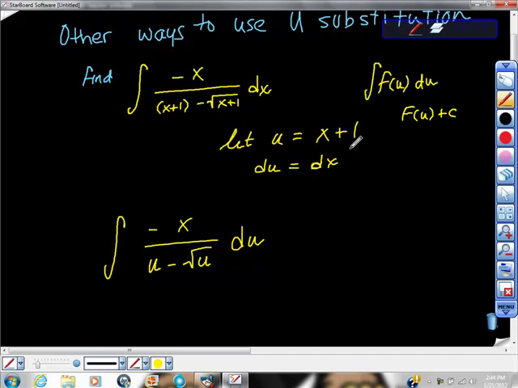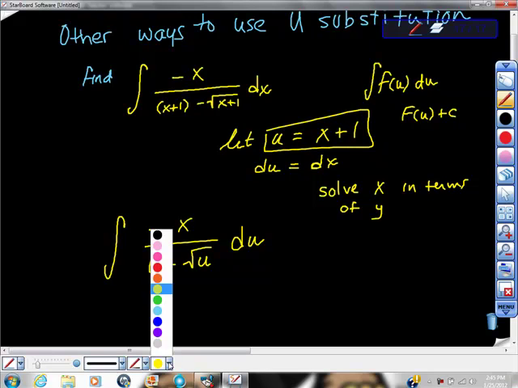So this is all I'm going to do here. I'm going to solve for x in terms of u. I'm trying to get this x value right here. If I solve, I find that x is the equivalent of u minus 1. All I did was some algebra, subtracting 1, and got x as that.